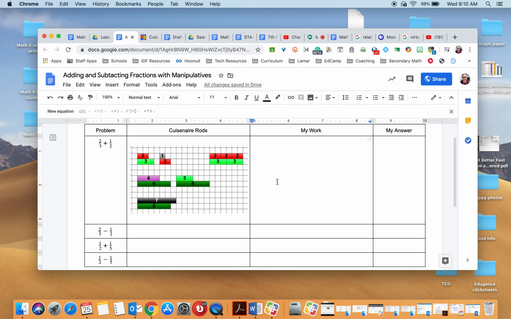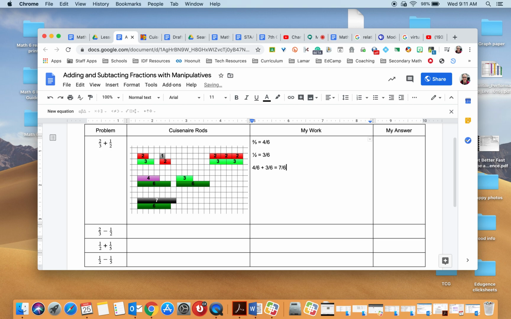Now let's talk about what my work for this might look like. Well, I know that I took my 2/3 and I rewrote that as 4/6. And I took my 1/2 and I rewrote that as 3/6. Then I did 4/6 plus 3/6, and that equaled 7/6.